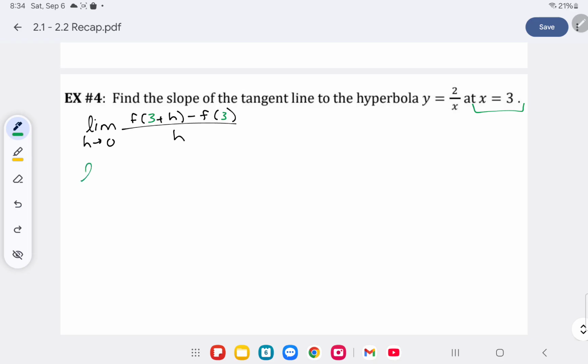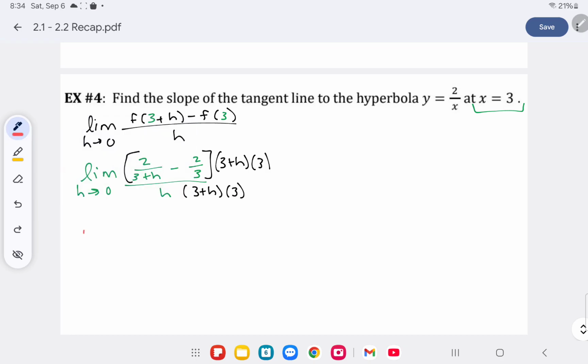And then I'm going to plug in. So first into the function, I'm going to plug in 3 plus h. So 2 over 3 plus h. Now I'm just going to plug in 3 all over h. So this time we are approaching, h is approaching 0. H being the distance between 2 points if we're finding the limit of the secant lines. So I'm going to multiply by a common denominator, which would be 3 plus h and 3. We're going to do that to the numerator and denominator.